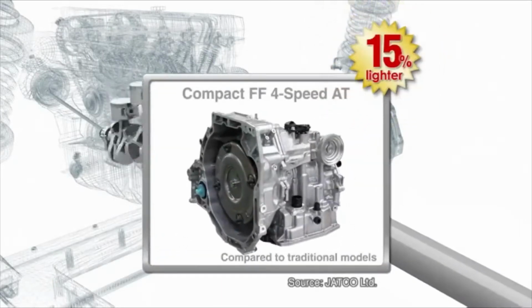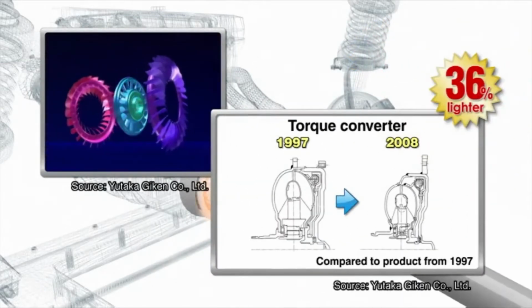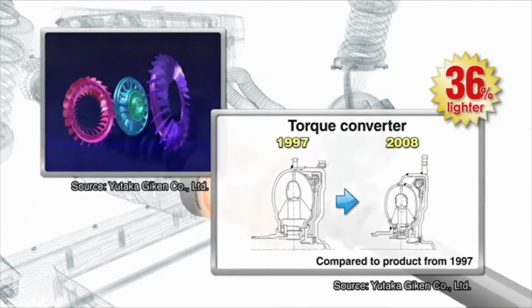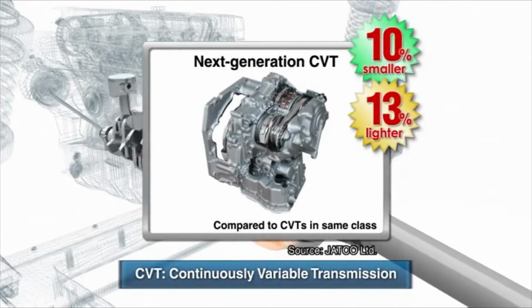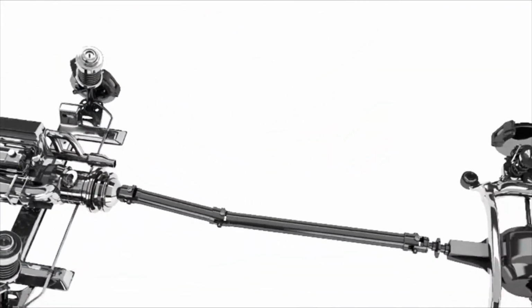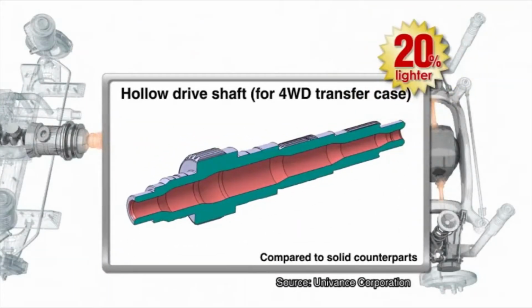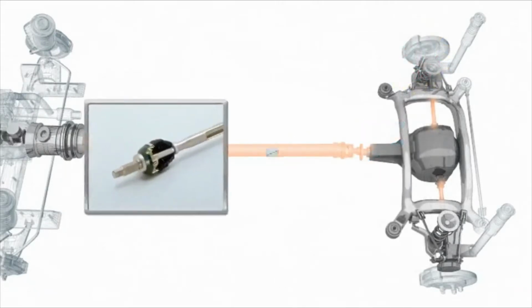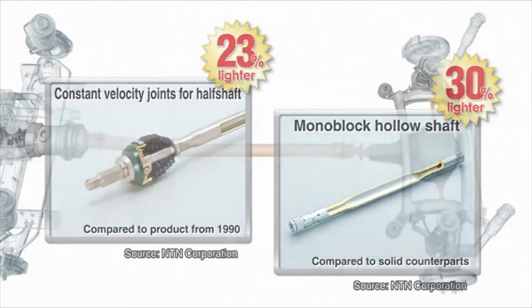The transmission and the torque converter send the power from the engine to the drive wheels. Their size and weight have decreased steadily over time. The CVT is a combined system of belts and pulleys that delivers better fuel efficiency. This device is also becoming more compact. In parts that transmit power like the drive shaft and the propeller shaft, the center is hollowed out to eliminate excess weight. Connecting the shaft is the constant velocity joint, also a product of miniaturization.